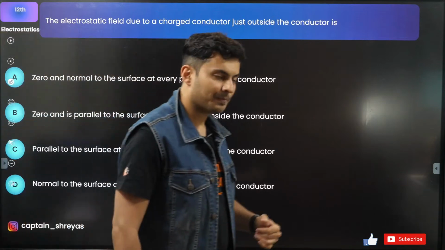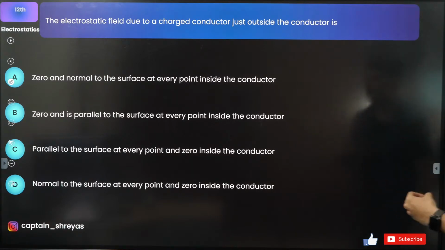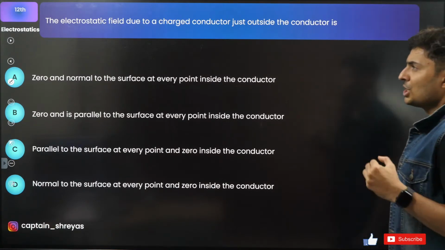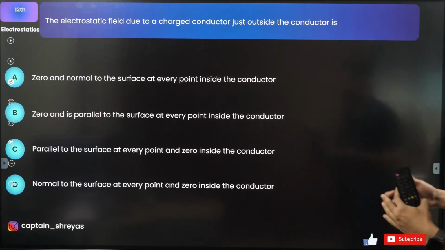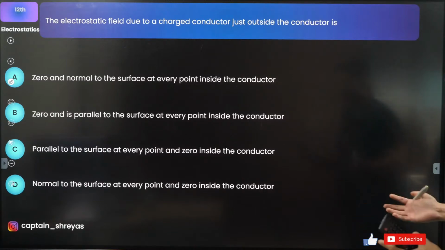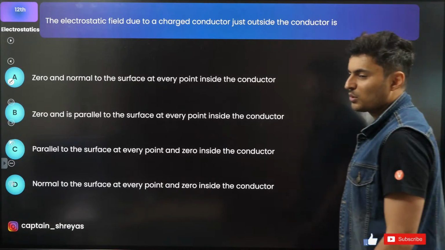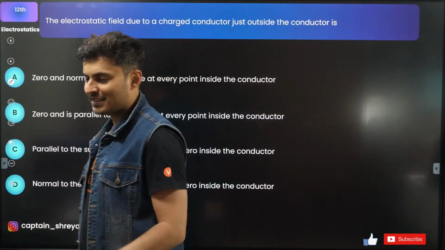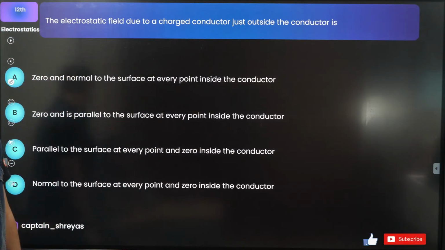Let's do some questions. The electric field due to a charged conductor, just outside the conductor, is: A, 0 and normal; B, 0 and parallel; C, parallel at every point and 0 inside; D, normal to the surface at every point and 0 inside the conductor. Which one do you think is the correct answer? Let's see how many of you can do this. Read the question carefully, draw the situation, only then will you get the correct answer, guys. Come on, figure this out. Think.